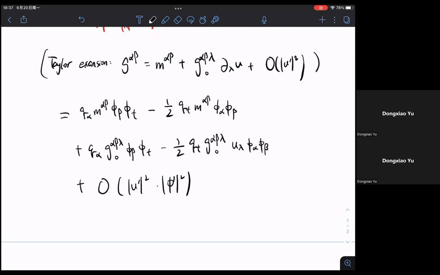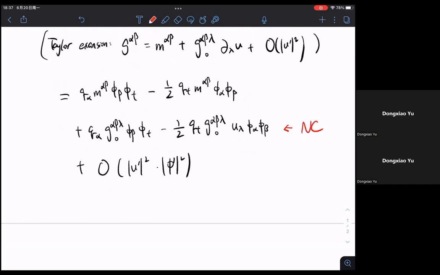If we take a closer look at the second row, we can actually use the null condition to control this directly. Here is something you need to be a little careful about, so let me write down more details. Remember that in the null condition I mentioned before, we have something like G0^alpha beta lambda u_alpha v_beta w_lambda. This thing is controlled by T u times v prime plus w prime.